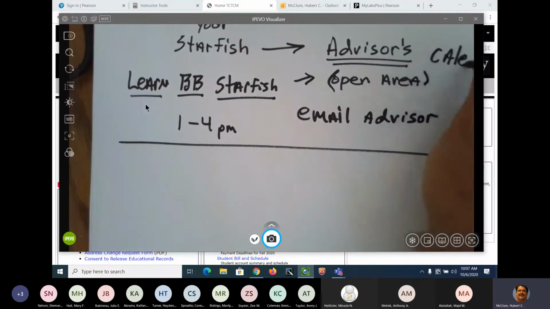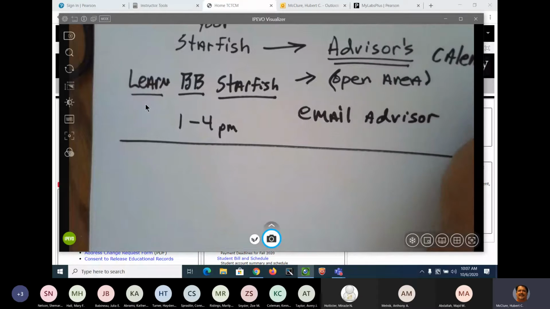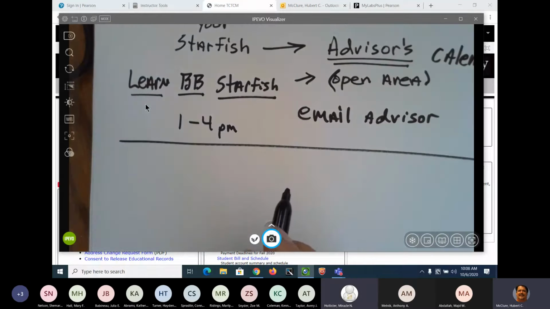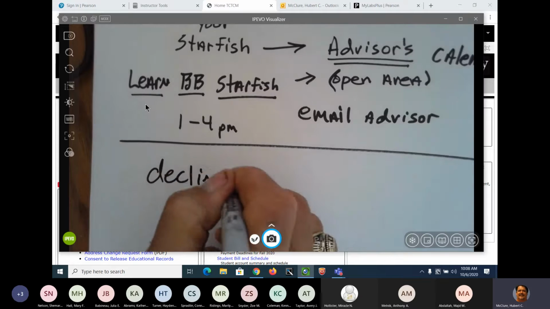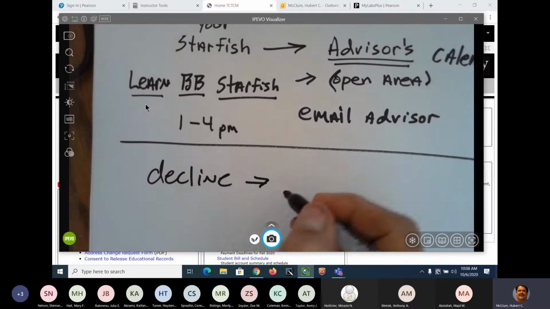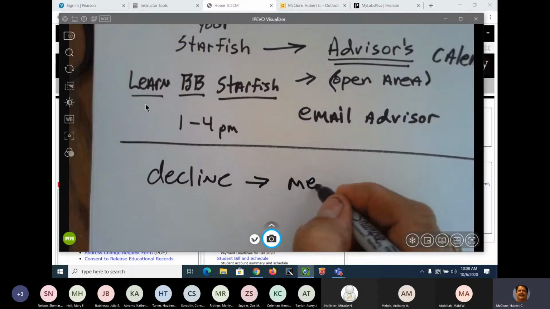And does it also tell you your advisor's name? Yes, you can just make an appointment straight through Starfish. That's the way it's supposed to be done. And that way you don't even have to email them. Good. Yeah, that's right. Because when you make an appointment, Starfish will email the instructor and the instructor will either accept or decline it. If they decline it, it's because they've got a meeting or a class or something they forgot about.